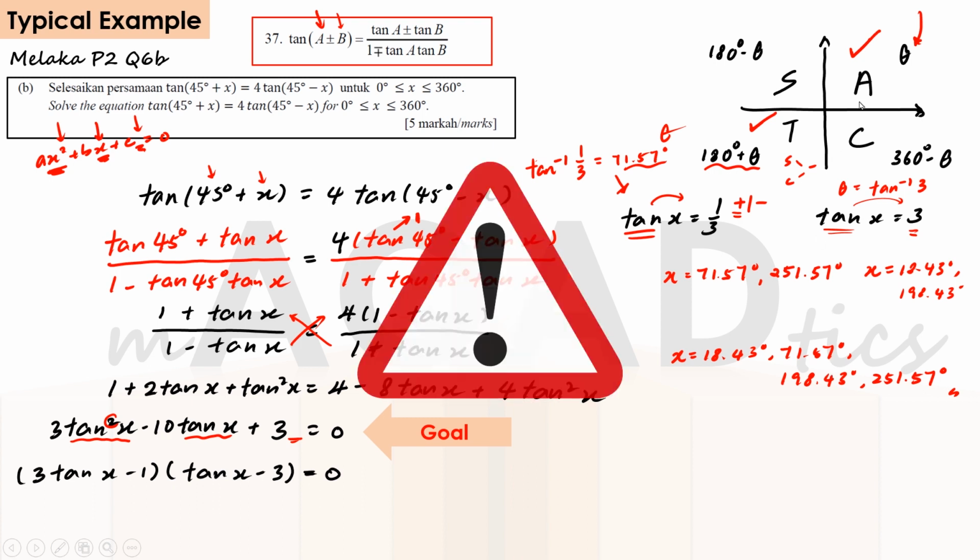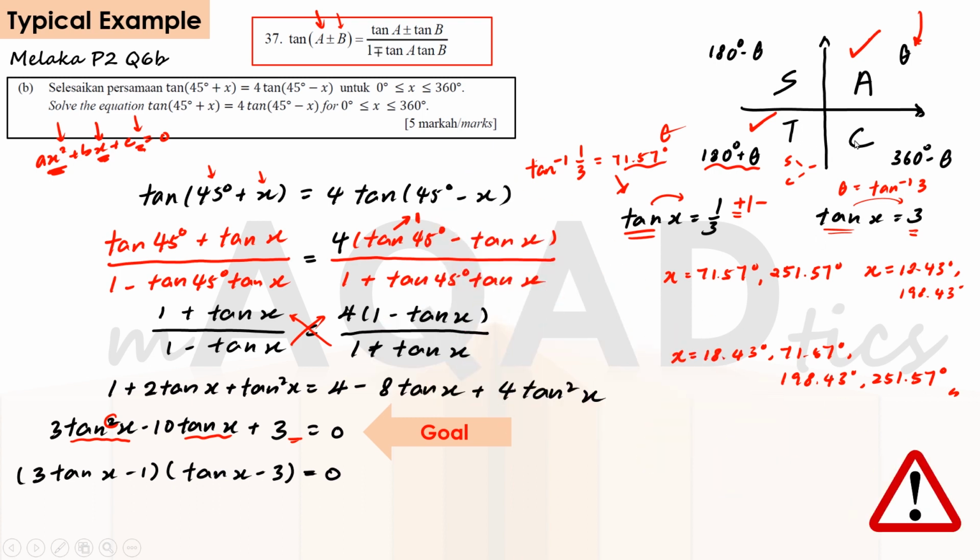Right, so you'll be wondering why we should use the ASTC method. Okay, so imagine we don't have this. If we use the graph method to help us find. So this means, if let's say, we go back to this one, tan x equals to 1 over 3, and we let tan x as y. So we are finding the values of x where y is 1 over 3.